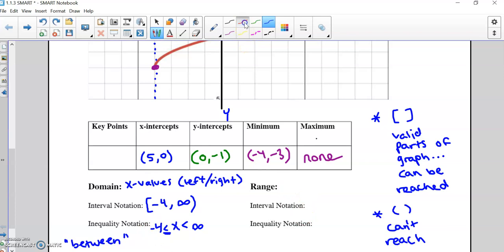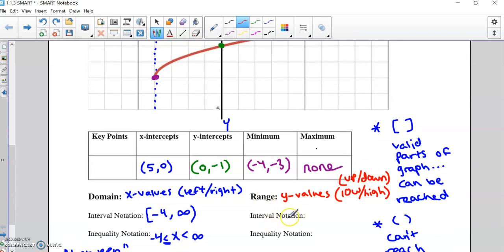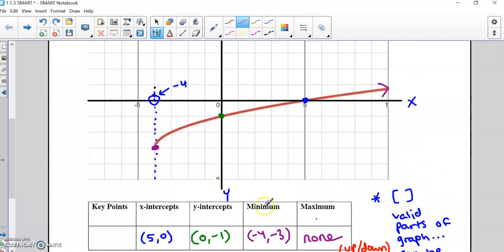All right, so now for range. Range is kind of the opposite of domain in that this time we're talking about y values. And so this is talking about how low or how high the graph can go, or you can say up, down, either one. So for us, in this graph, the lowest y value, now remember, this time we're working on y values, and because this is the lowest point of our graph, we take the y value of it, which is -3.